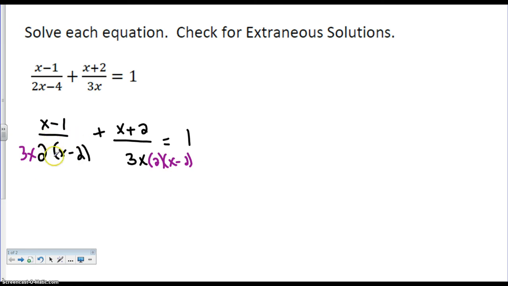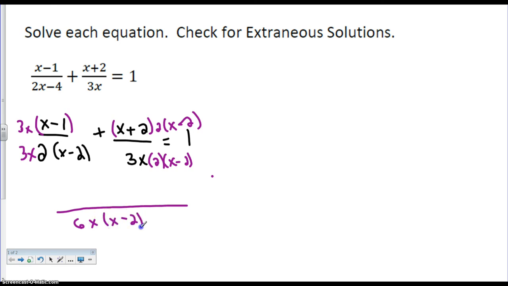Because I'm getting a common denominator, I need to multiply the numerators too. Because I multiplied this term by 3x, I have to multiply the numerator by the same thing, 3x. So I'm multiplying (x minus 1) times 3x, and then I'm going to multiply (x plus 2) times 2 times (x minus 2). Now I have the same denominator of 6x times (x minus 2). Where did I get the 6x from? 3x times 2 gets me that 6x.